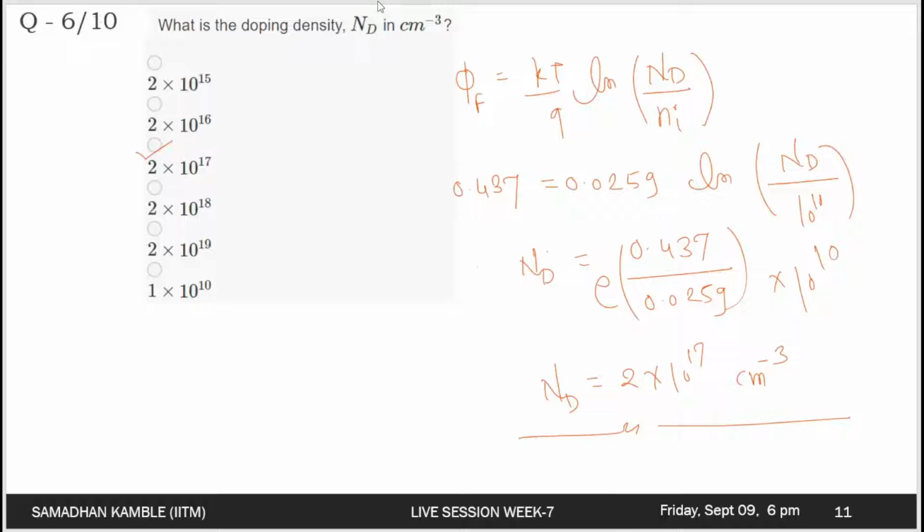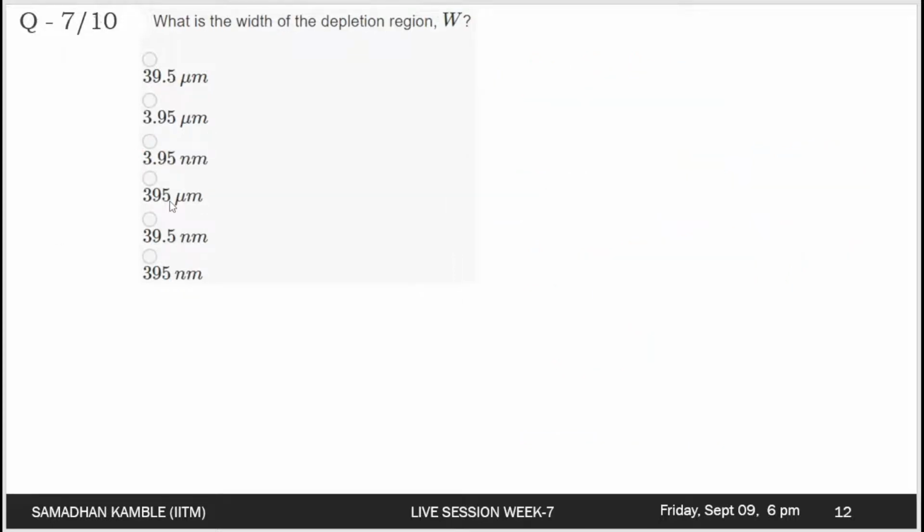Is it clear? If yes, then I'll go ahead. Okay, so going to question number 7 then. Again, based on the same data and very simple questions, just substitution and mere intuition. The 7th question is as follows. What is the width of the depletion region? That is, W is asked.